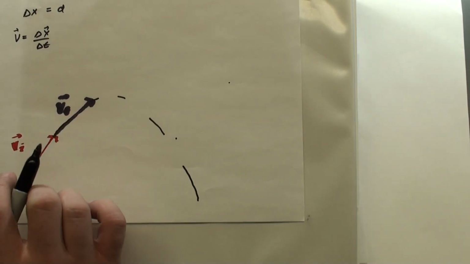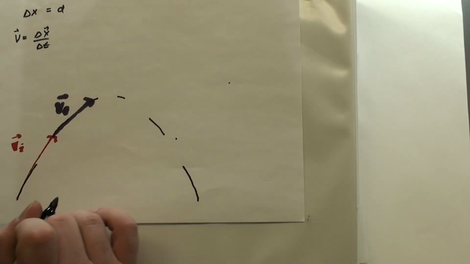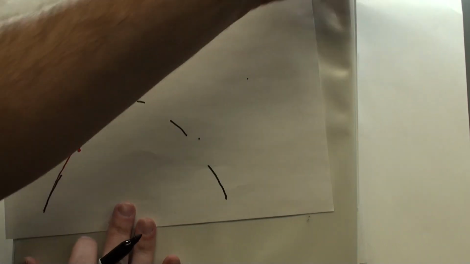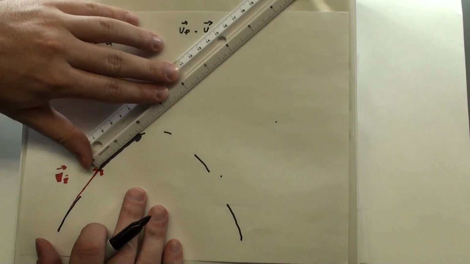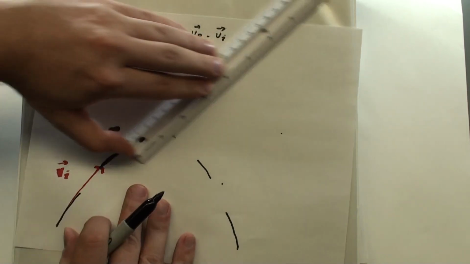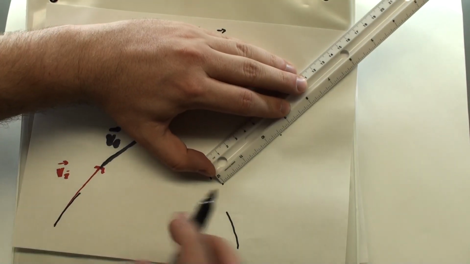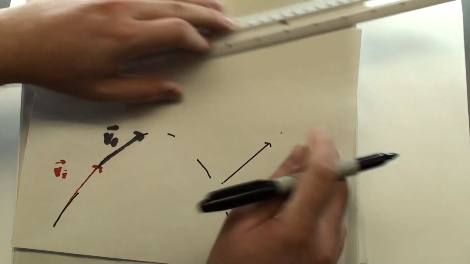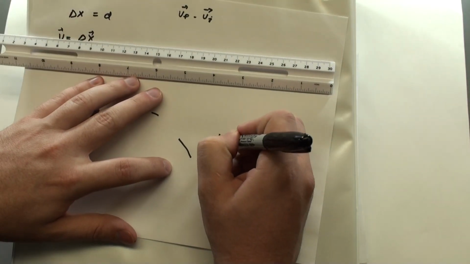And if I can grab a ruler, perhaps, I can then measure this out and make sure that we have the same length. Okay, so that's about 2 inches, so we'll draw a line that's 2 inches in the same direction. There we go. This was our V final.